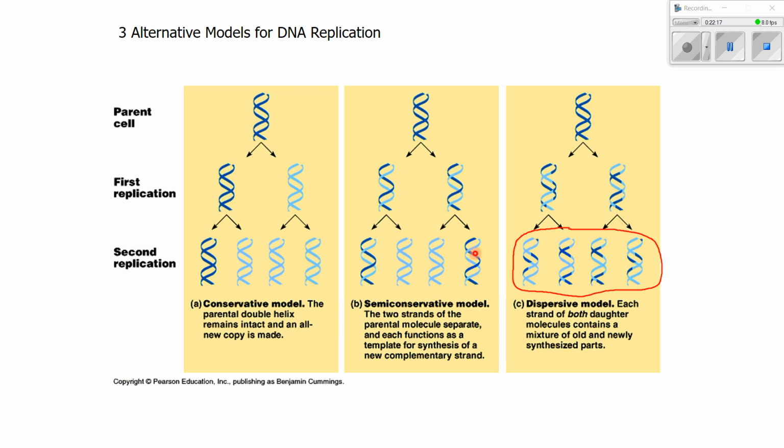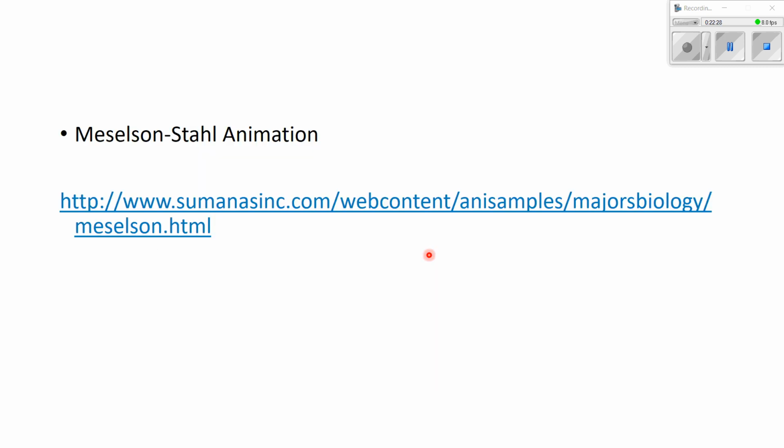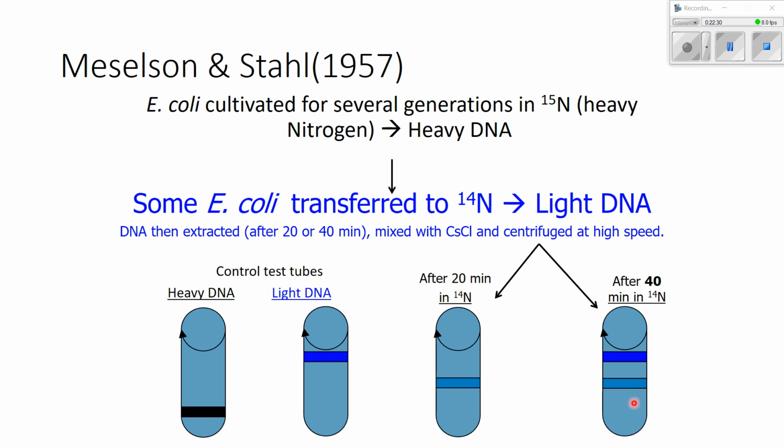So where's that going to go? It's going to go to the middle of the test tube. So half of the DNA is going to go to the middle of the test tube. Half of the DNA is going to go to the top. That's exactly what they got.